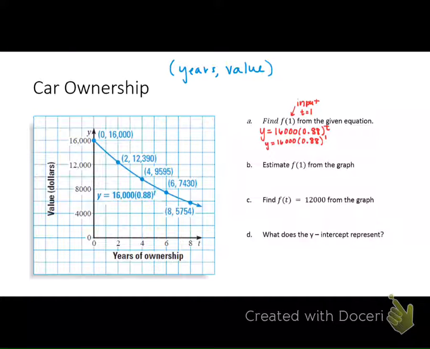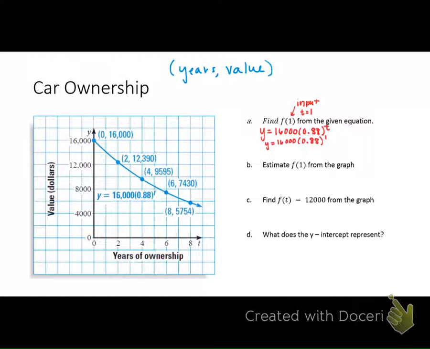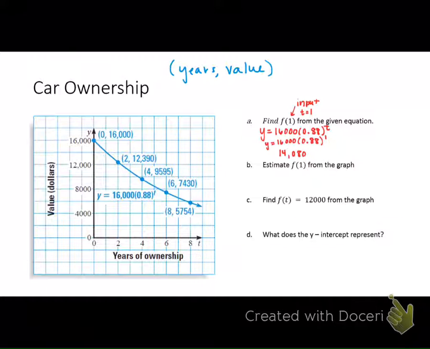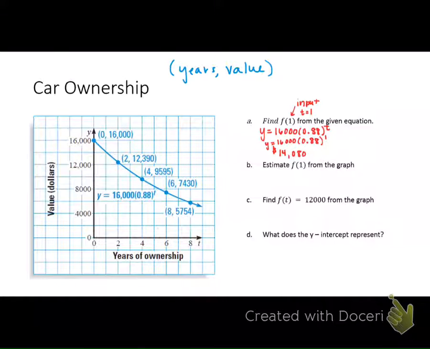Iris, what did you get? 14,000 what? Can anybody confirm what Iris got there? Good. So, Iris, tell me what that means in terms of this problem. In 1 year, the car's value will be $14,080. Good job.